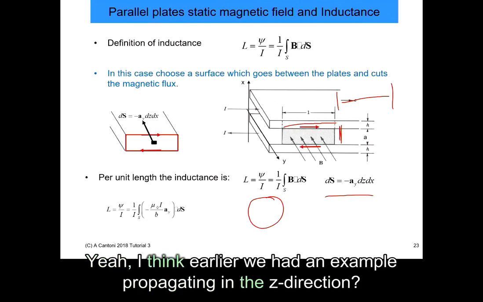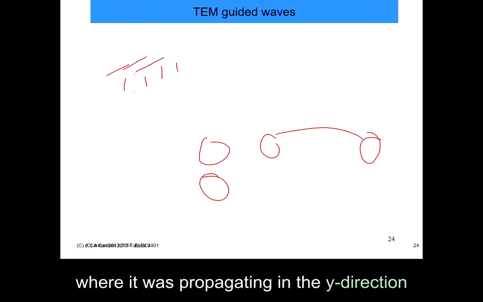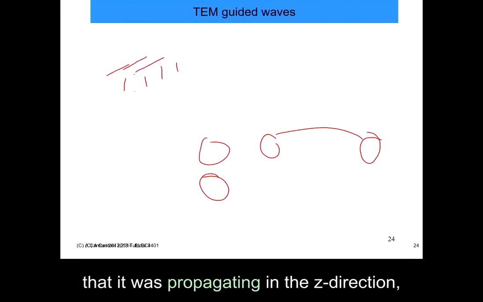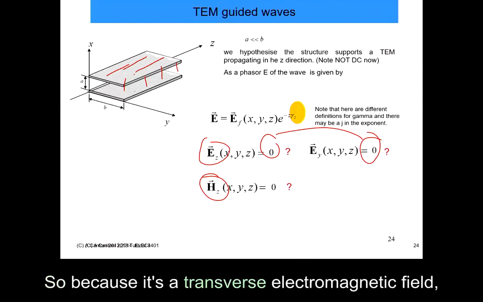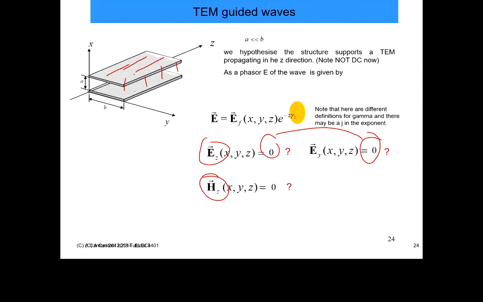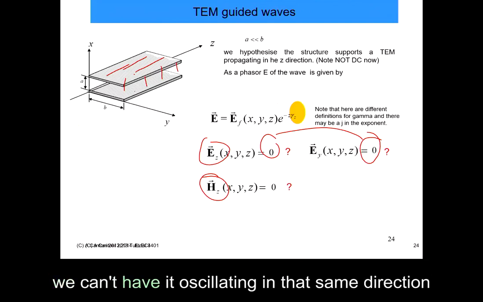Yeah. I think earlier we had an example where it was propagating in the Y direction, and I must have forgotten to mention that it was propagating in the Z direction, which might be confusing. So this one is propagating in the Z direction. Because it's a transverse electromagnetic field, we can't have it oscillating in that same direction as propagation.